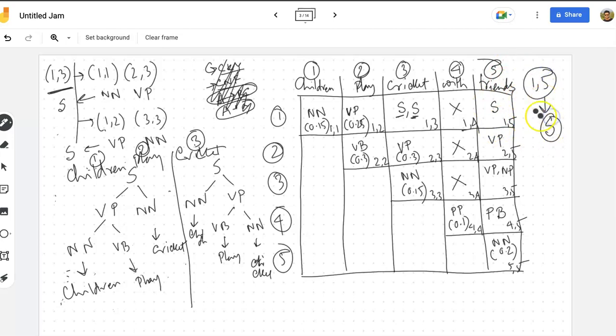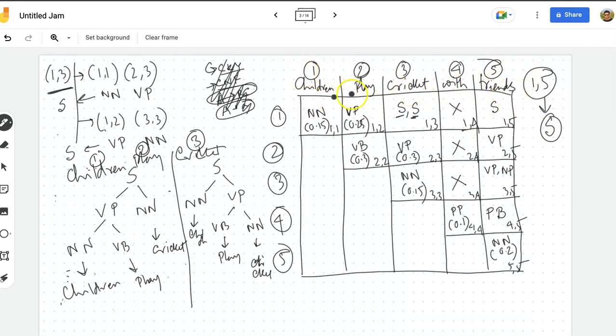This means you can parse the whole sentence, because in the last cell you are getting the start symbol. But there is only one way you can parse the whole sentence, "The children play cricket with friends." There will be just one parse tree for the whole sentence.